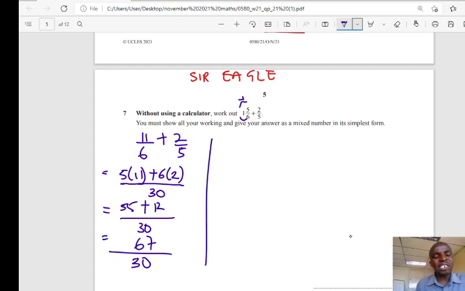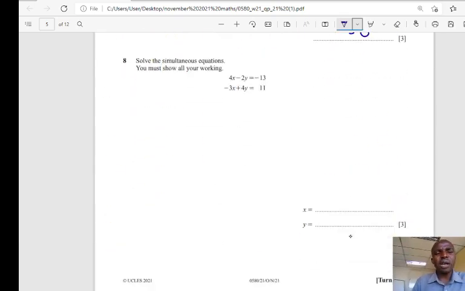Right, then 67 divided by 30. What do we get? You can use your calculator here. 67 over 30 is 2 and 7 over 30. It is a mixed number, 2 and 7 over 30. Done.